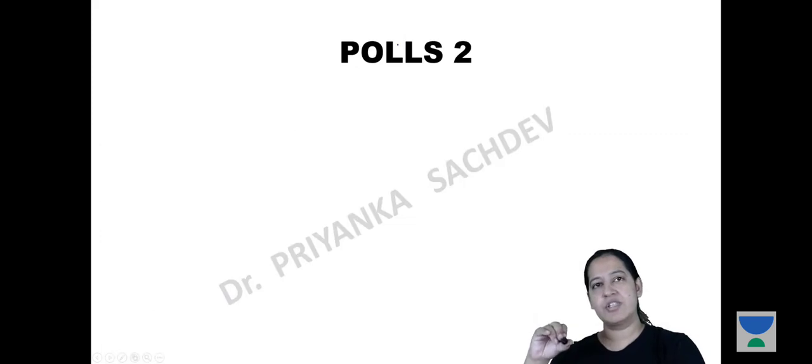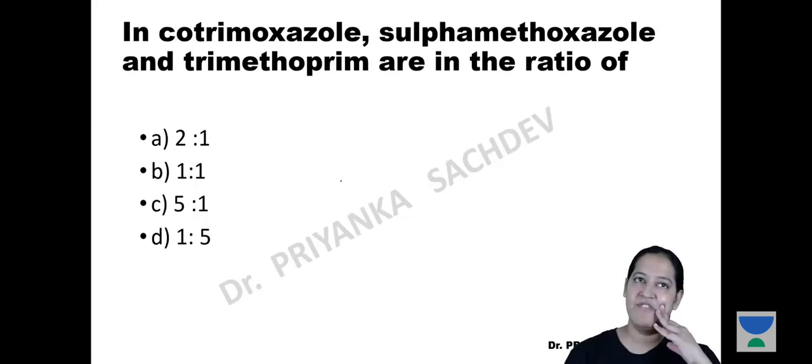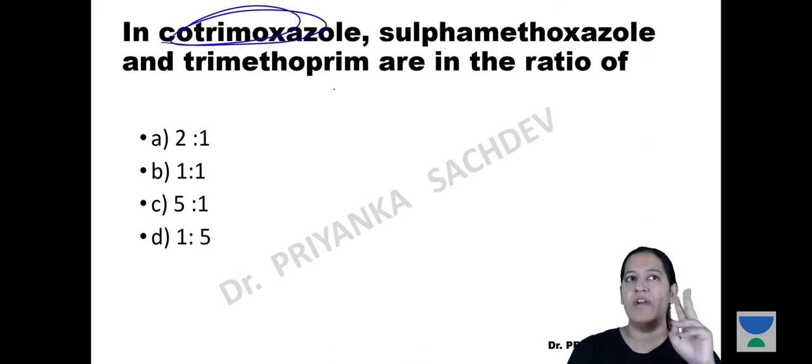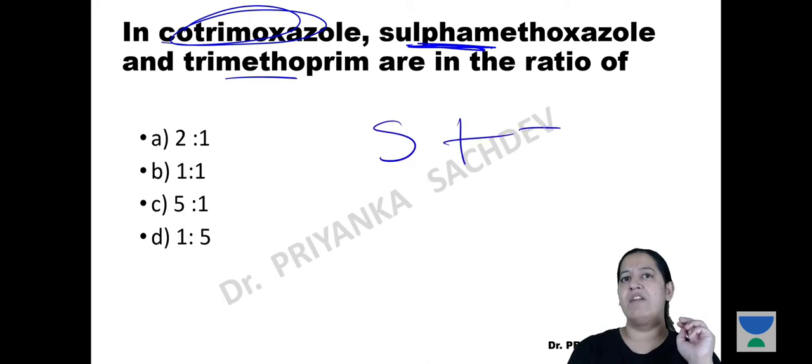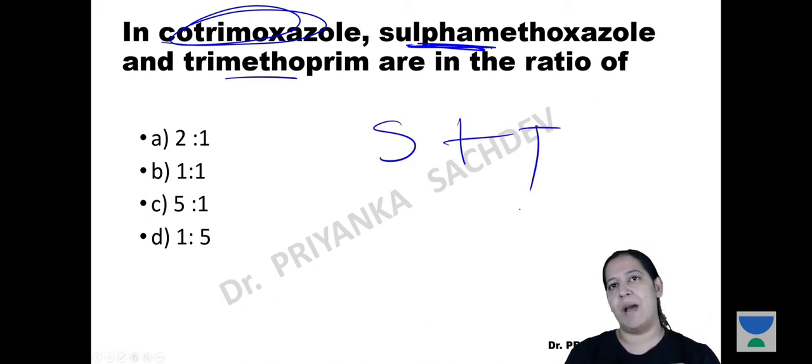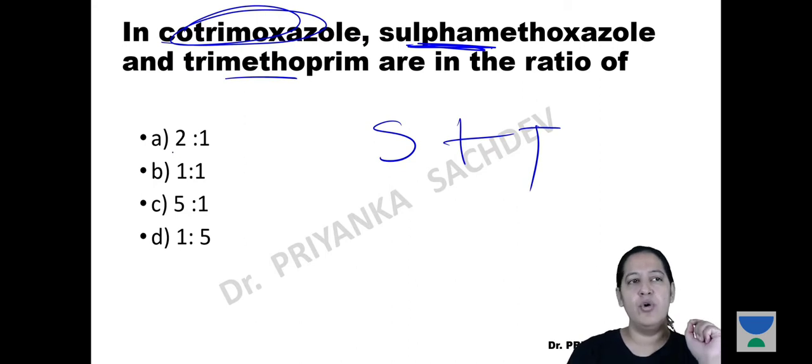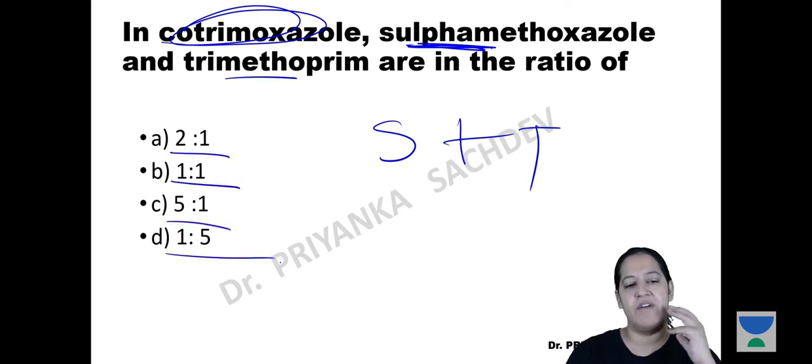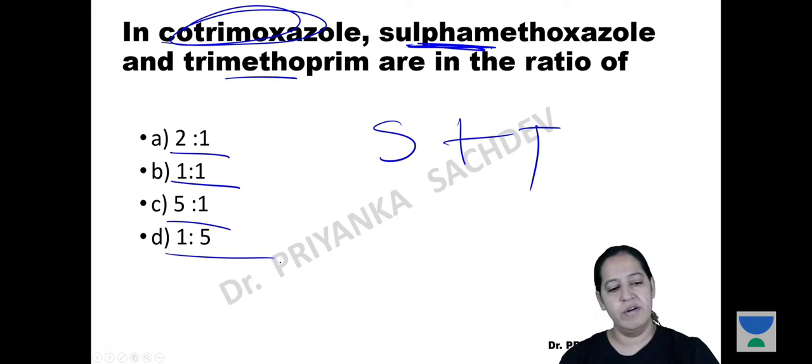So this is the first question in front of you. Be fast. I'm asking the ratio in which they are combined. In cotrimoxazole, the two are combined. Sulfamethoxazole and trimethoprim are combined in what ratio? Tell me the ratio in the tablet of cotrimoxazole. How much sulfa and how much trimethoprim? The four options are in front of you: 2 is to 1, 1 is to 1, 5 is to 1 and 1 is to 5. What is the correct answer? Who will tell me the correct answer first?